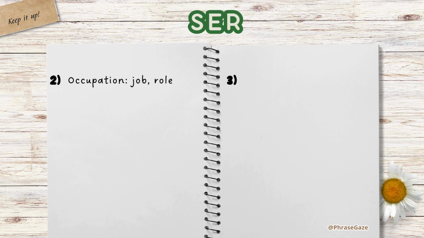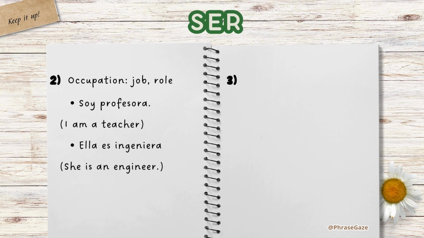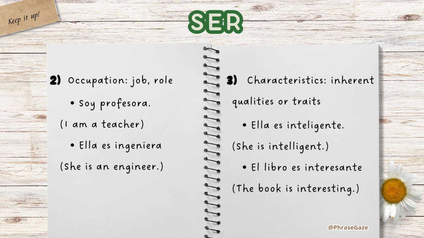2. Occupation. Use it to talk about someone's job or role. For example, Soy profesora. Ella es ingeniera. 3. Characteristics are lasting traits that define someone or something. For example, Ella es inteligente. El libro es interesante.